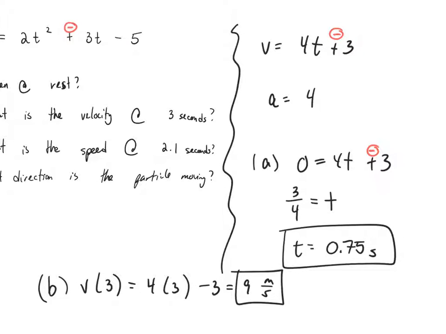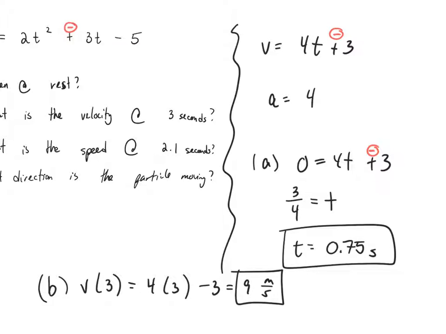Again, I'm using my velocity function from up top, the first derivative. I'm evaluating the first derivative after 3 seconds have elapsed. So plugging the 3 here makes that 12, minus 3 gives me 9. So 9 meters per second. Is that my average velocity or my instantaneous velocity? Which one is that in this case?